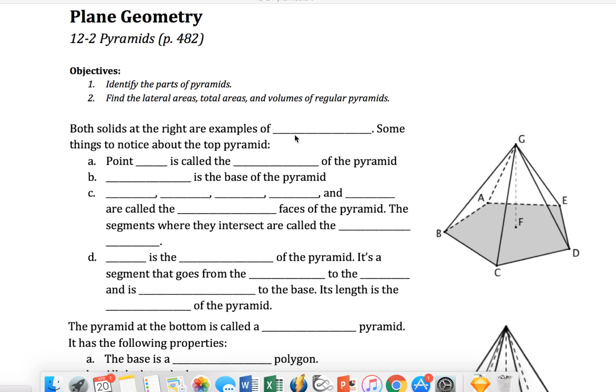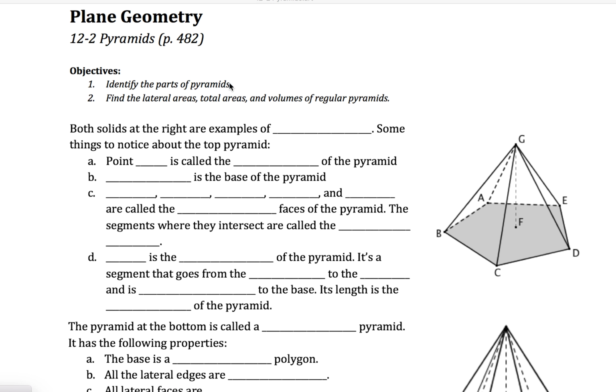All right, hello there. Today we're going to be looking at pyramids. Now, when I say pyramid, my guess is you probably think about the pyramids in Egypt, the Great Pyramids, and those are definitely pyramids. They're going to fit all the descriptions that we're going to be talking about in this video, but they're only one kind of pyramid.